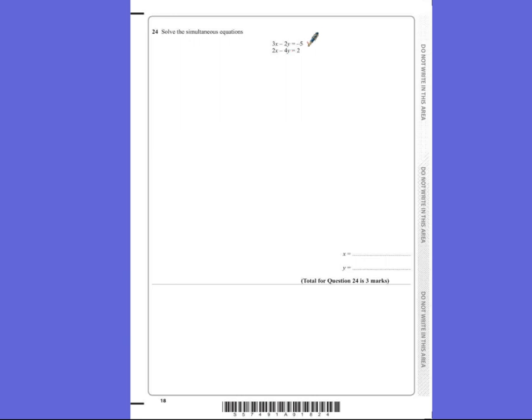The first thing we need is we need the x's or the y's to be the same, but I'm going to stick with the x's because they're positive. So I'm going to times the first one by 2 and the second one by 3 so that we end up with 6 x's in each. Multiplying the first one by 2, we should get 6x minus 4y equals minus 10. And then multiply the second one by 3, I'll end up with 6x minus 12y equals 6. So just multiply the first one by 2 and the second one by 3.